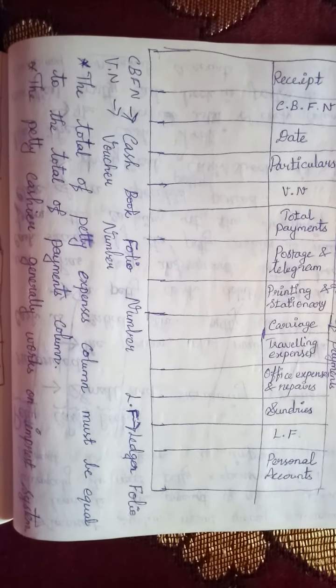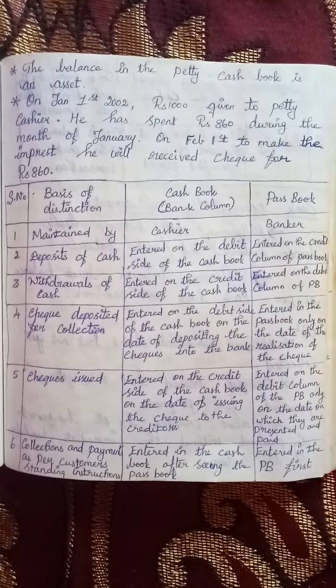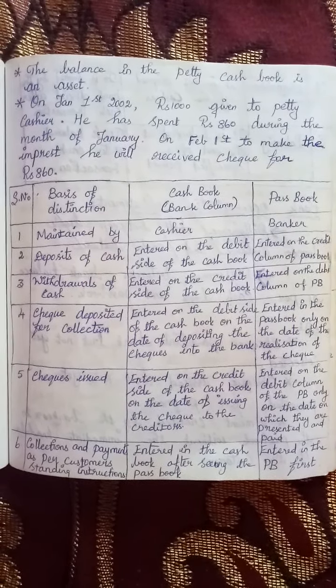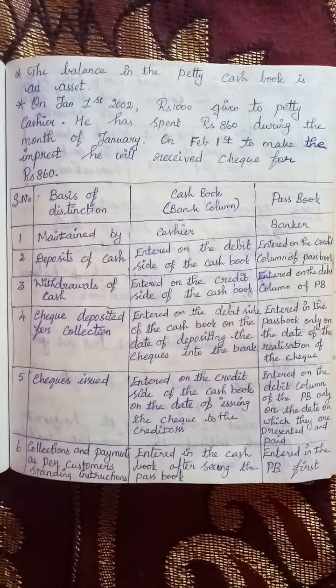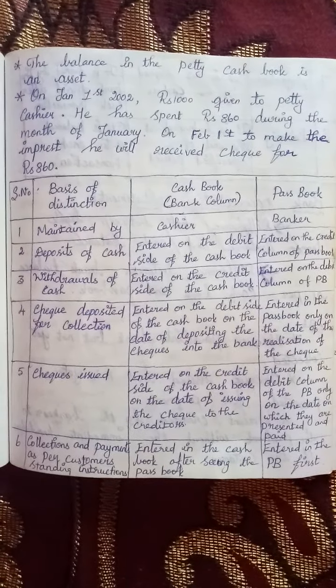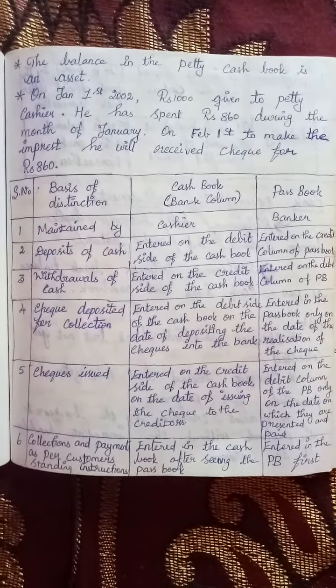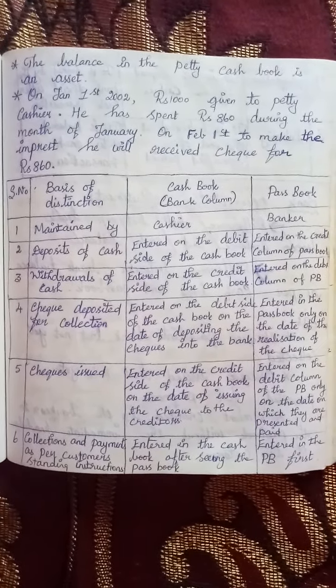The petty cashier generally works on imprest system. The balance in the petty cash book is an asset. On January 1st, 2002, rupees 1000 given to petty cashier. He has spent rupees 860 during the month of January. On February 1st, to make the imprest, he will receive a check for rupees 860.